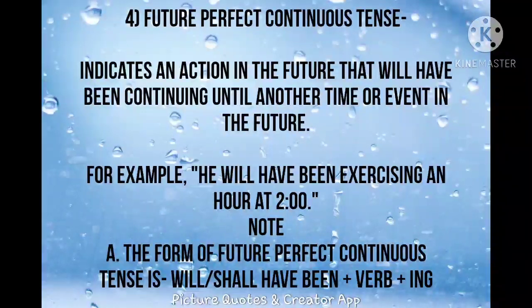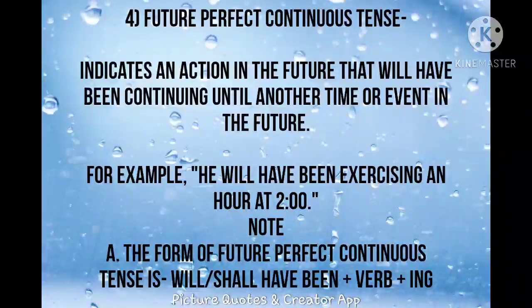For example, he will have been exercising for an hour at 2 p.m. This means he has started exercising some time before, and when it reaches 2, he will have been exercising for an hour. For the last 1 hour, he will have been exercising. So such actions can be mentioned in future perfect continuous tense.